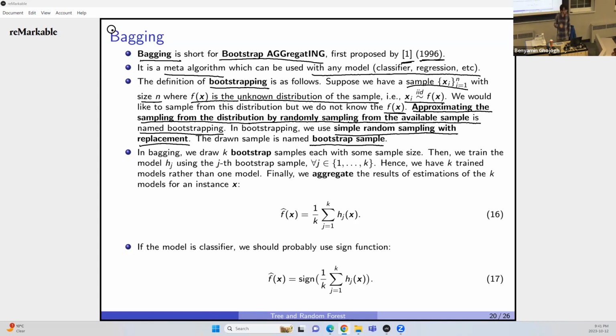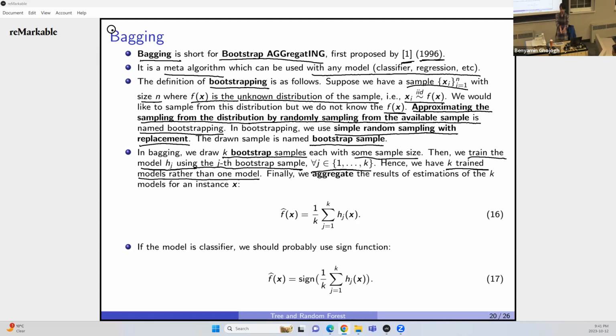Now in bagging, which is bootstrap aggregating, we draw k bootstrap samples, each with some sample size. So we take k samples with some sample size. Then we train the model Hj. This model can be anything, because it's a meta algorithm; it can be any classifier or regressor. Train the model Hj using the jth bootstrap sample, where j goes from 1 to k. Hence, we have k trained models rather than one model.